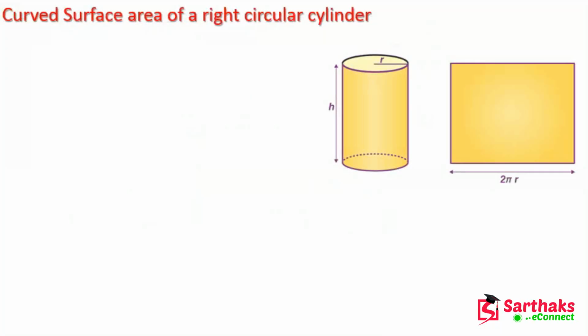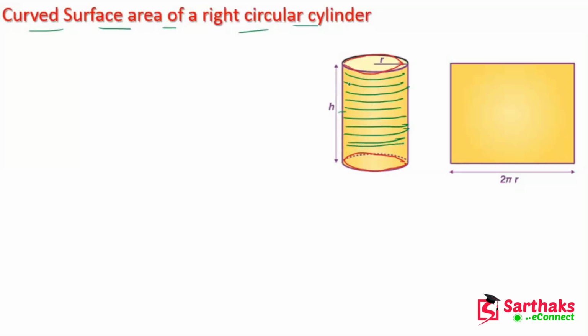Now let's talk about the curved surface area of a right circular cylinder. What is curved surface area? The curved surface area of the right circular cylinder is the surface area of the cylinder excluding the top circle and bottom circle. It means we have to find the area of this circular part, and exclude the two base circles.